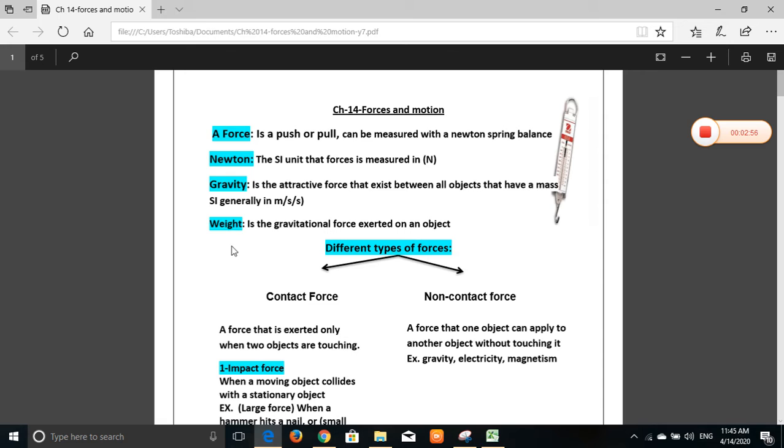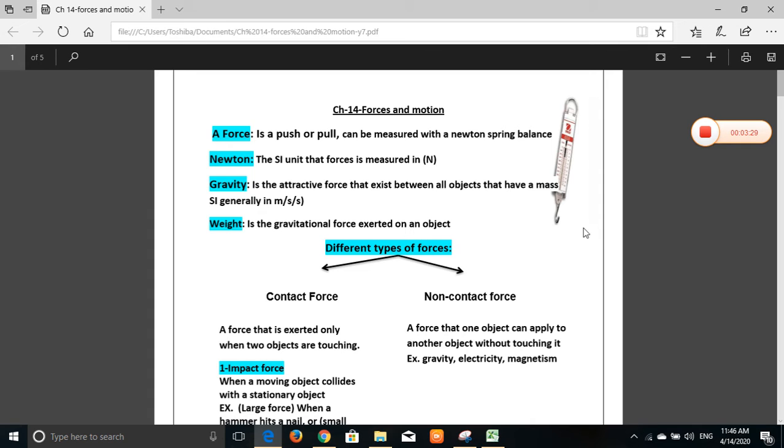What is meant by weight? We mentioned mass, the amount of matter in an object, and this is fixed. Every object has its own mass. It's constant and doesn't change. The mass never changes from place to place, but the weight changes from place to place because the weight is not constant. It depends on the gravitational force exerted on it. Weight is the gravitational force exerted on an object.